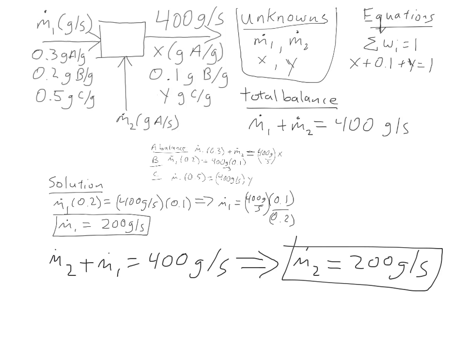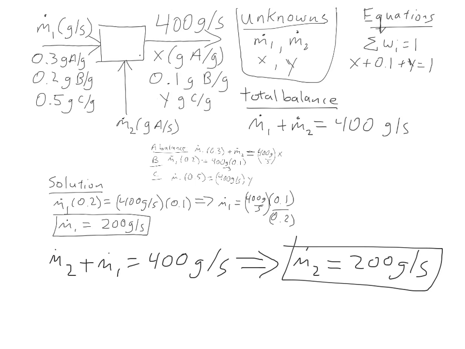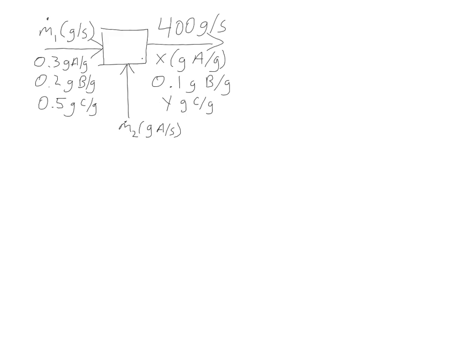Well, I am going to look here at my A balance. Everything's getting a little cluttered here, so let me just pop into a new screen. Here I am on a new screen, and I have my flow diagram there, and again, we already solved for M1 and M2, and those are 200 grams per second. We just solved that in our previous work, so now we're just trying to solve for X and Y.